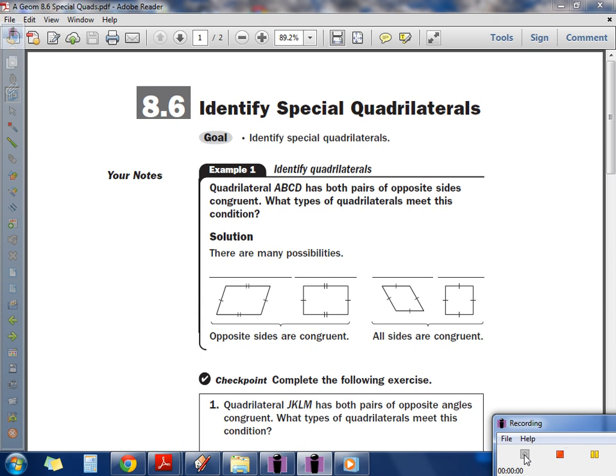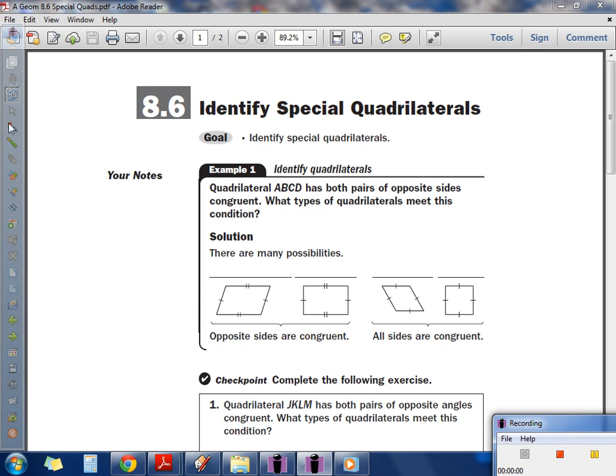Alright, in today's lesson we're going to learn how to identify special quadrilaterals. We've learned about a lot of shapes so far. We've learned squares, rectangles, parallelograms. We've learned trapezoids, isosceles trapezoids, kites. So we've dealt with a lot of different types of quadrilaterals. And we're now going to be focusing on their key properties to be able to tell them apart.